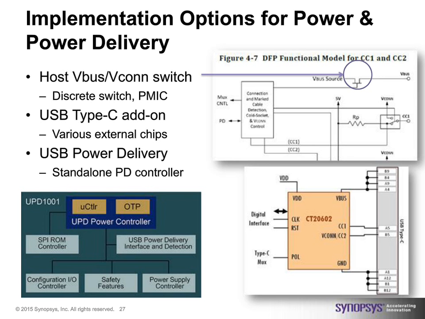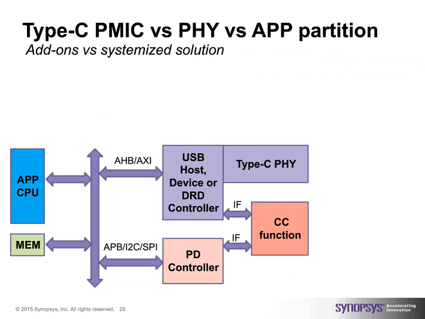So Morin, what about an example of what an integrated Type-C implementation looks like? For example, how about a system partition example for, say, a future Type-C enabled cell phone or tablet design? Yep, good. This example shows a typical architecture, and it's built around a Type-C PHY. So we have a CC function, a PD controller, and a PHY.